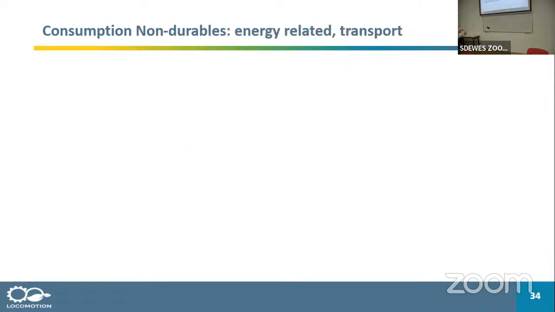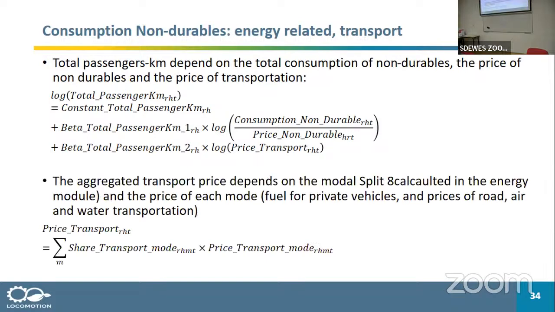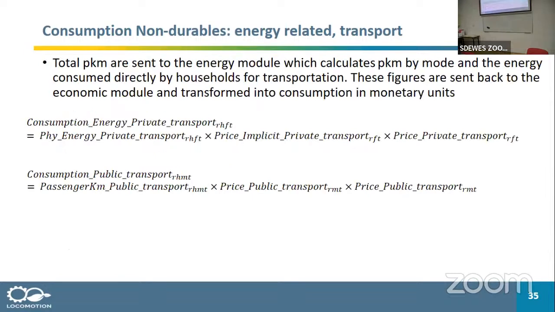So we were here. Remember we are in non-durables, energy-related, transportation. So here, first, what we do is compute the total passenger kilometers. That depends on the price of transportation and the total consumption of non-durables. And once we have calculated these passenger kilometers, we send this, as before.